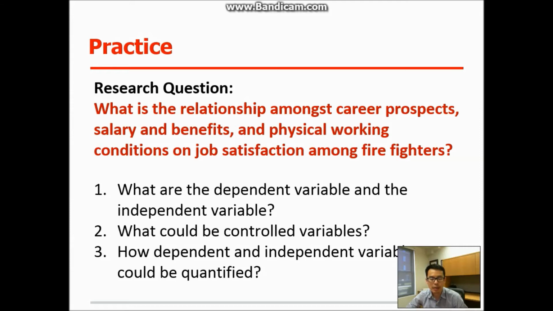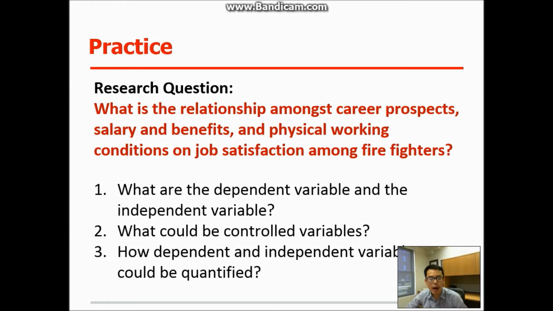I would say job satisfaction is the dependent variable, while the independent variables would be career prospect, salary and benefits, and physical working conditions. And what could be the controlled variable? You want to maintain the same among your study subjects. So maybe you control their experience, the age of firefighters, or the leadership style of firefighters. Those are considered controlled variables.